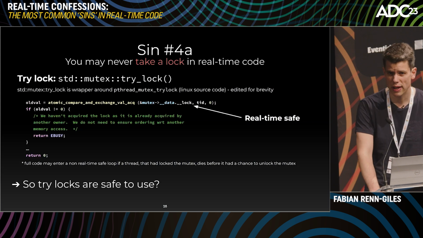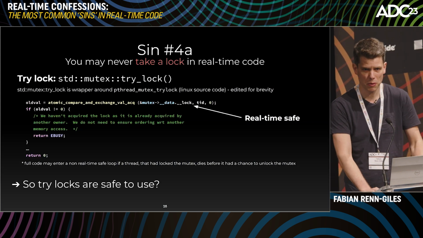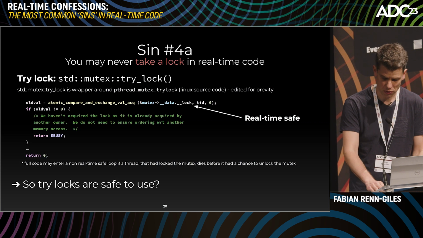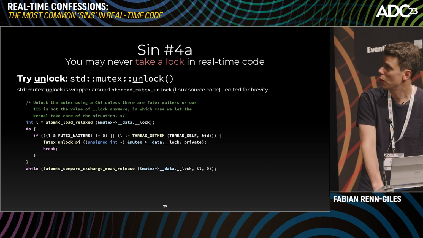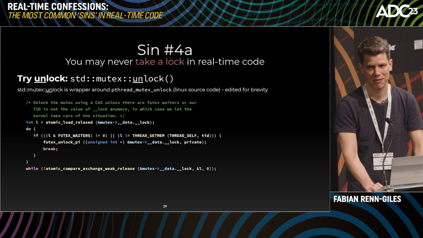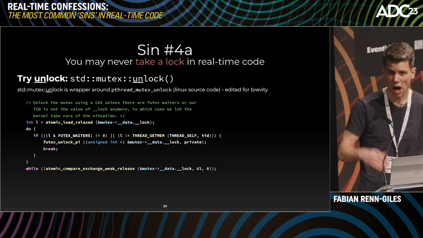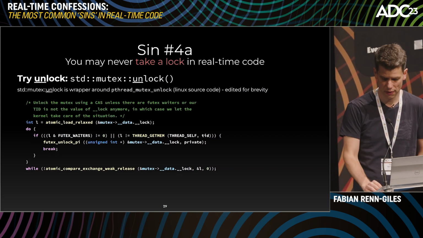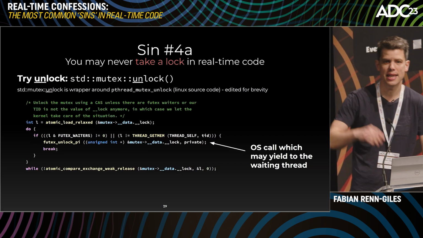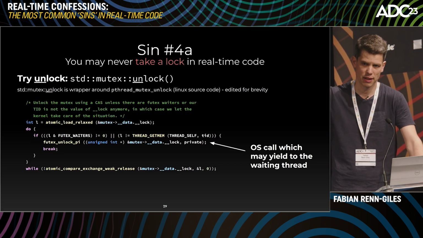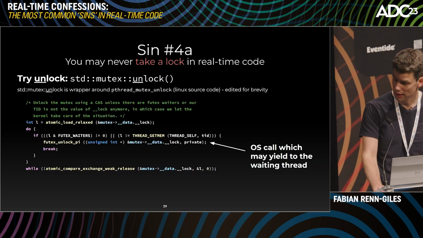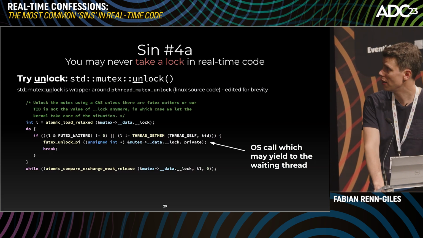So are try-locks safe to use in real-time code? Probably most of you know already, right? No, it's the unlock that's not real-time safe, right? Because the unlock, if there are other threads waiting on that lock, the unlock may yield to those other threads that are waiting. So the unlock is not real-time safe. So that's the try lock.